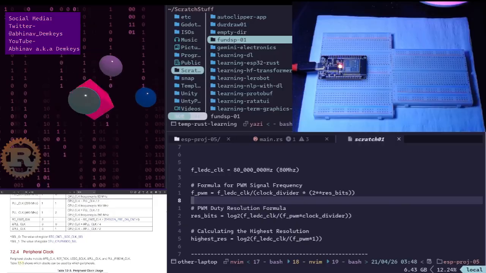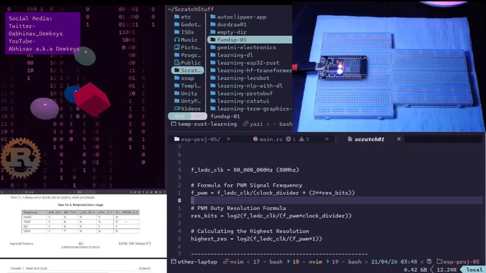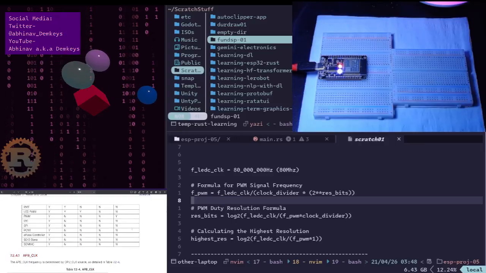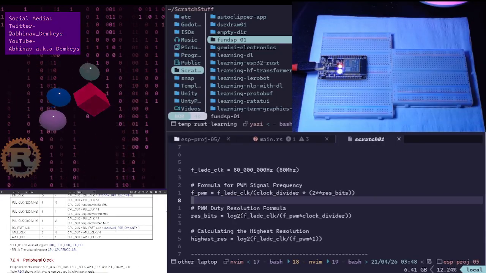So what figure are we on? This shows which clock can be used by which peripherals. Okay, D2 can be used by PWM.